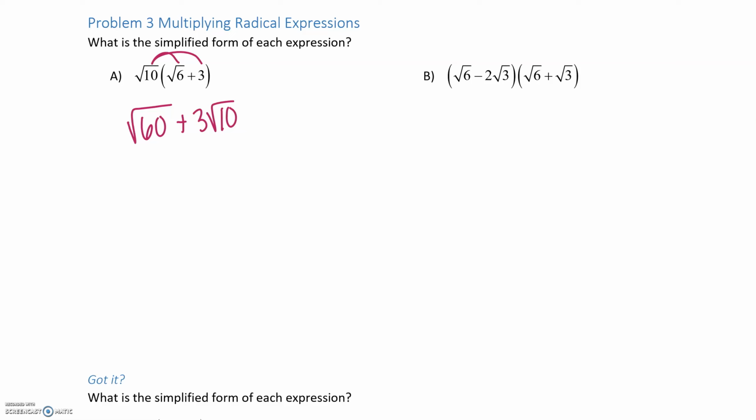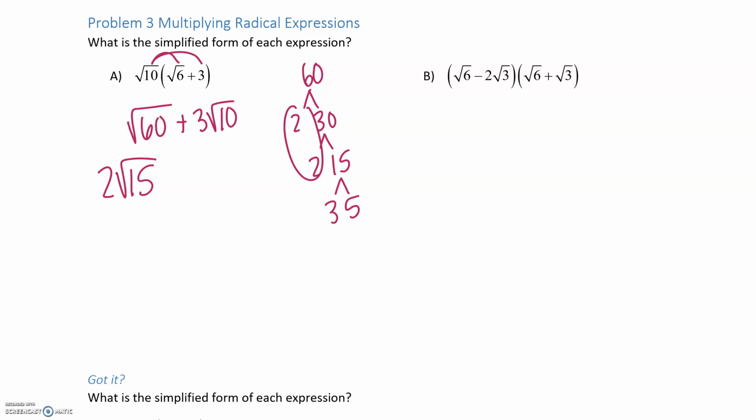So from here, we are going to simplify this as much as possible. We can't simplify the 10 over here because that just leaves us with 5 and 2. But we can simplify this 60. If we do 60, we've got 2 and 30. We've got 2 and 15. And 3 and 5. So we can take a 2 out, which leaves us with 15 on the inside, plus 3 square roots of 10. Obviously, these can't be added together, so this is our final answer. Because these are unlike radicals, we cannot combine them.